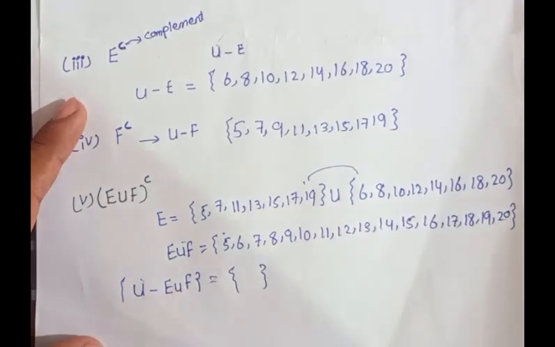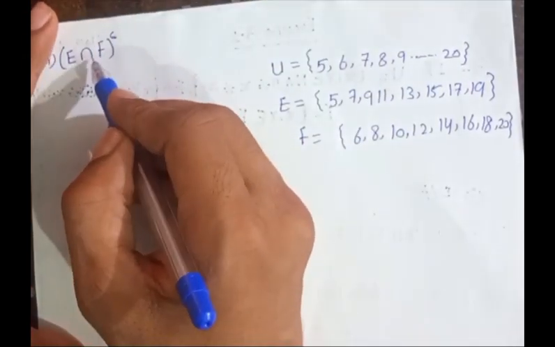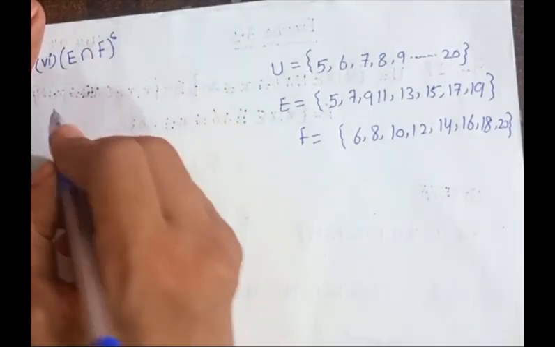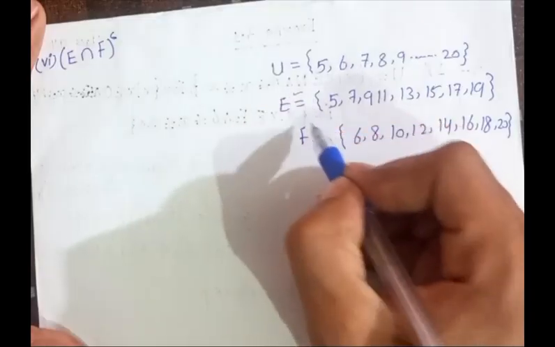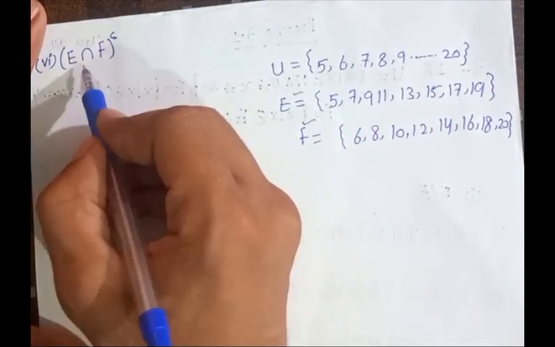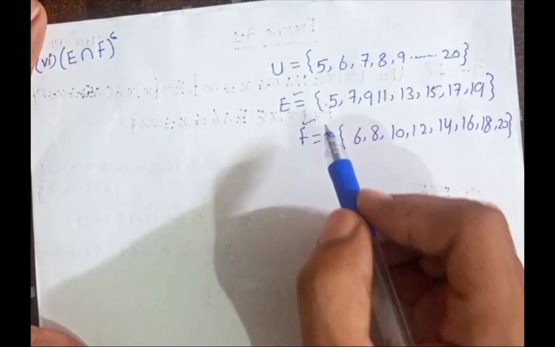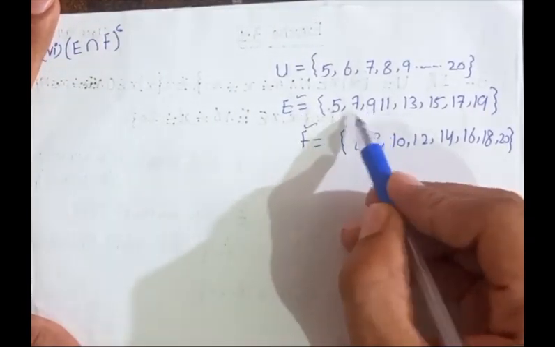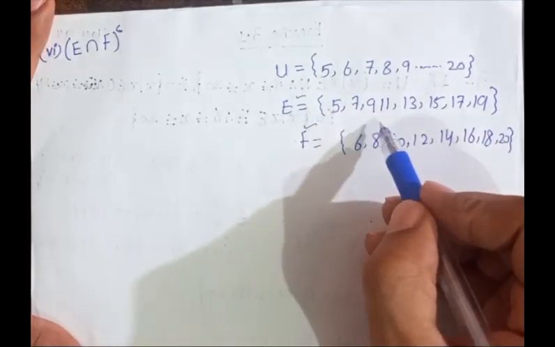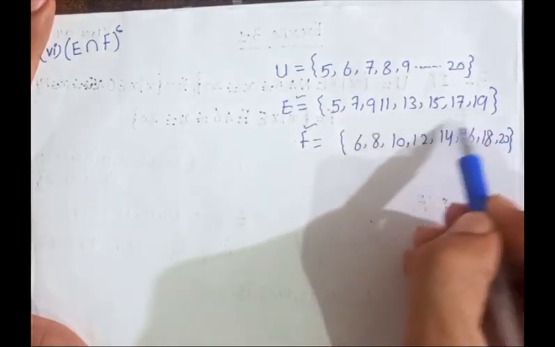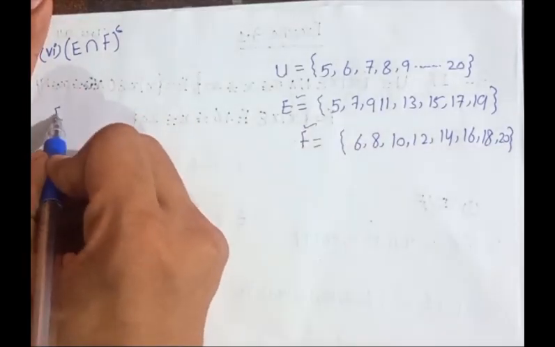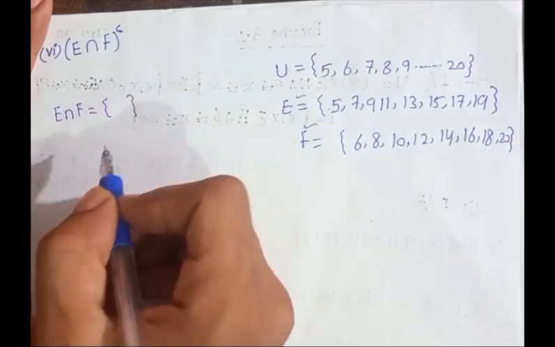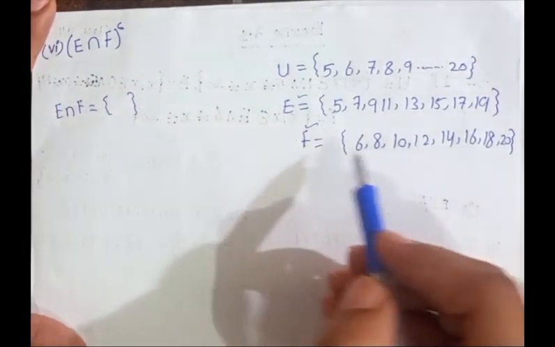Come to another question, that is (E intersection F) complement. First of all, I will solve the intersection part. This is my E set and this is my F set. I will see the commons in both sets and write them in the intersection set. I find no common elements here, so E intersection F will be an empty set.